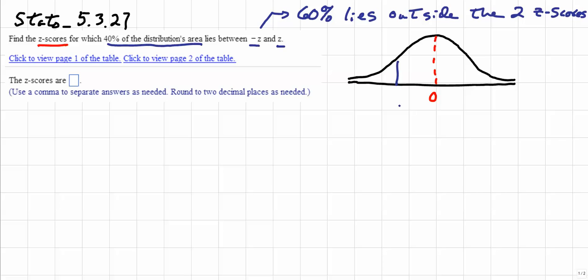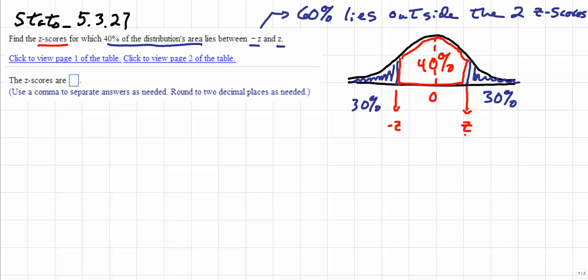One here, and this is going to be represented by 30% of the distribution. And right here, we'll draw another line, and this will represent another 30% of the distribution. And as I said, inside here is going to lie the 40%. And this is what we're concerned about. We want to know what z-scores are defining this area. So we'll be looking for a negative z here and a positive z right here.